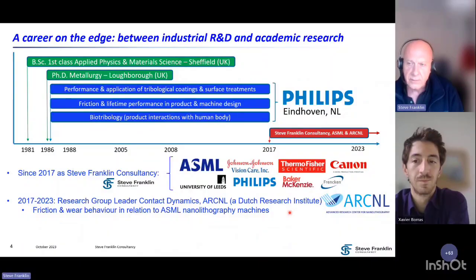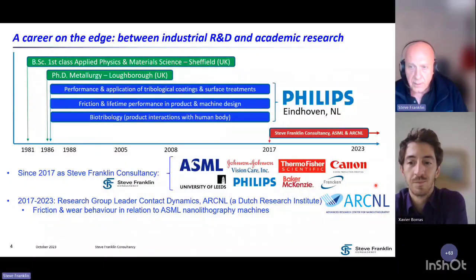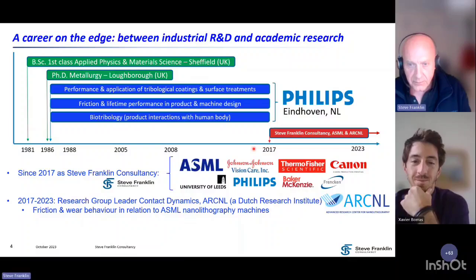Basically, there they do a lot of the more fundamental research for ASML nanolithography machines. My group focused on friction and wear behavior in relation to that. The group leader is now Bart Weber, who was previously my postdoc in the group when I started, and he has now taken over the group leadership, because people get old, like me, and then you have to give these things to younger people.